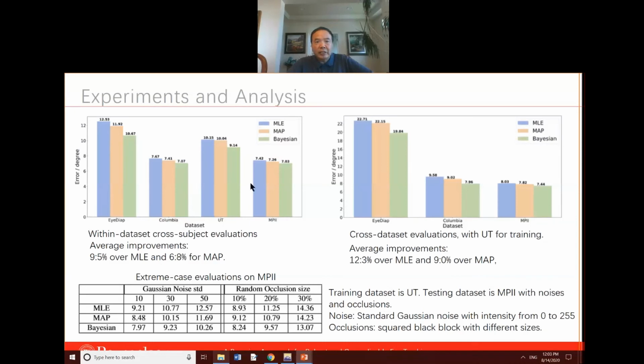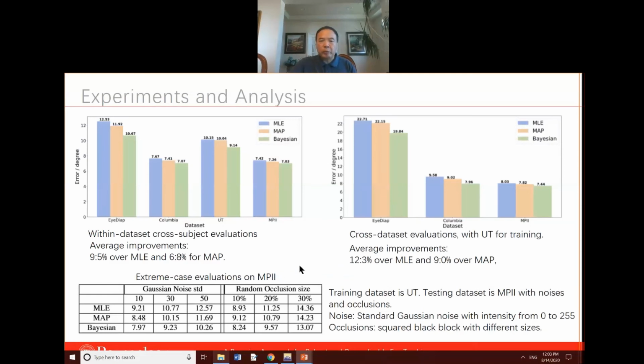So this is within data set. This is cross data set. So that shows you that the Bayesian method can lead to larger improvement over the point-based estimation method for cross-data set eye tracking. In order to further evaluate our method, we want to generate some special extreme case evaluation, where we add perturbation to the MPI dataset.